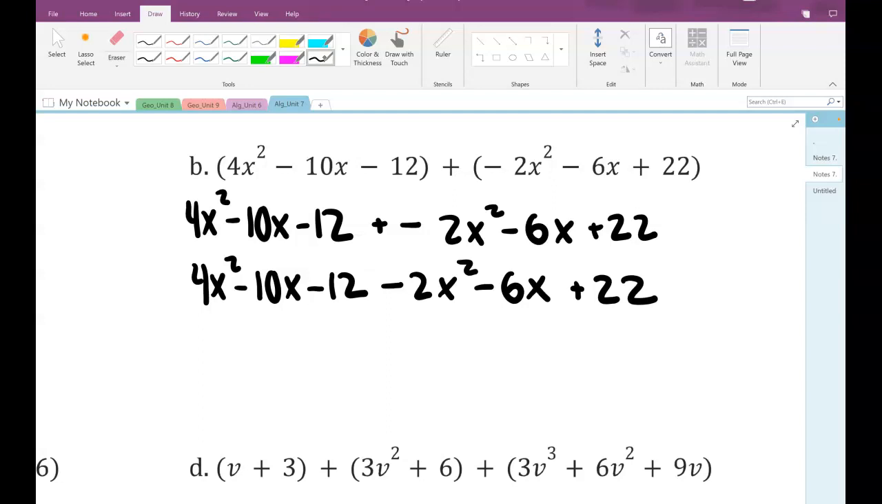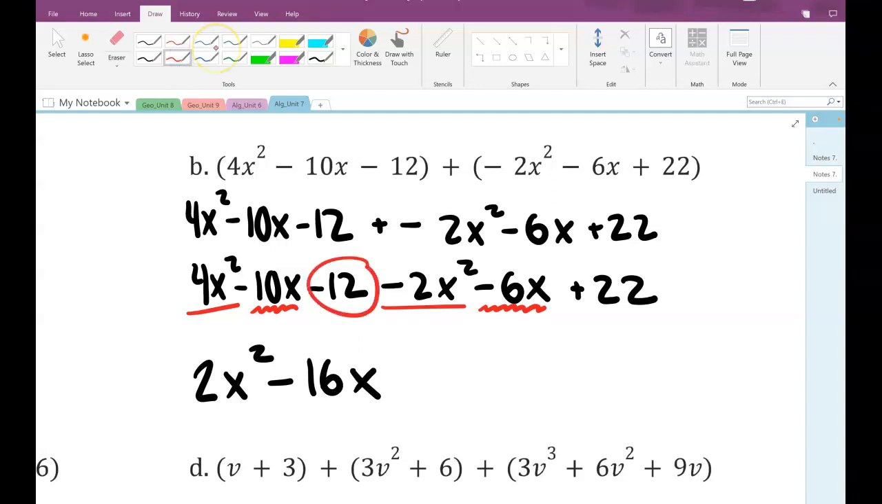So now when we have a lot of terms, this is when your underlining thing is more helpful because it keeps all your pieces together. If I want to use standard form, I have to add my largest degree term first, so I'm going to add this x squared term to this x squared term. So 4x squared plus negative 2x squared will give us 2x squared. My next highest degree term is this x term here. So you have a minus 10x and a minus 6x. So this will be a minus 16x.